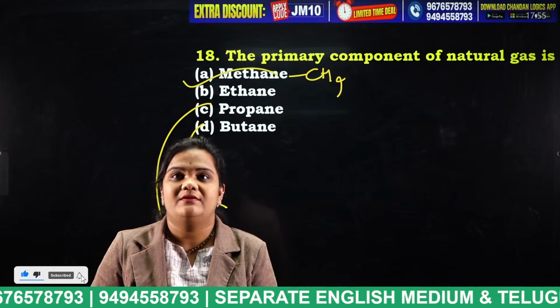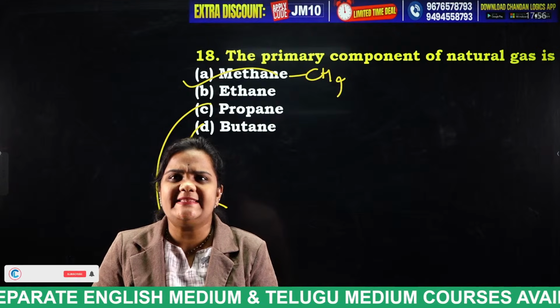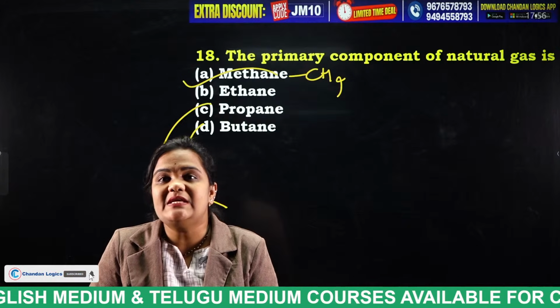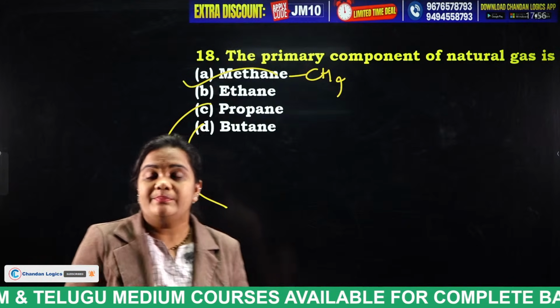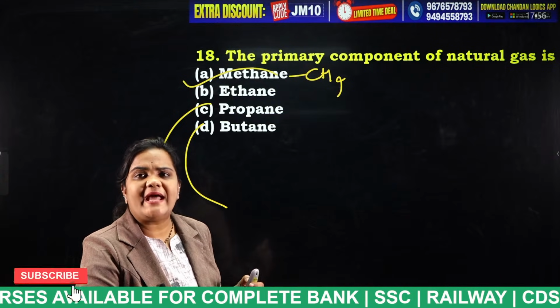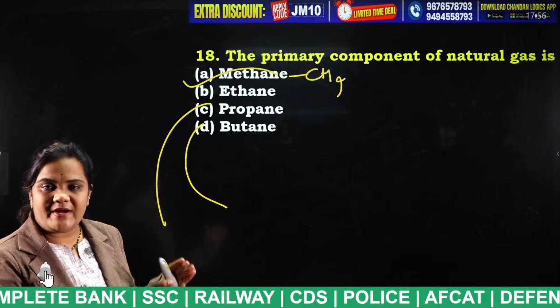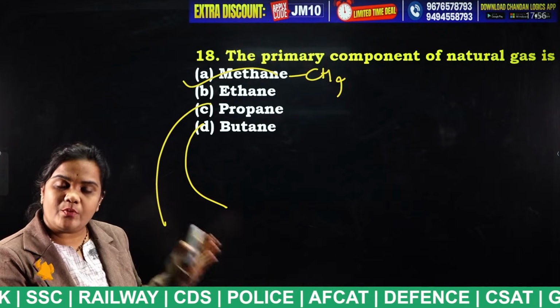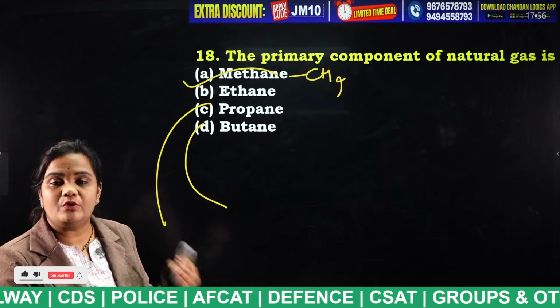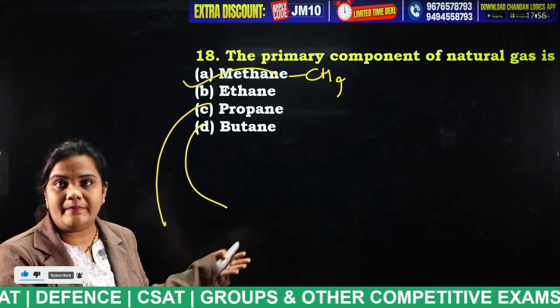C3H8 for what? And C4H10 for what? Mention that. Take your time and mention your answers in the comment section. Methane is CH4, right? What is the chemical formula for propane and what is the chemical formula for butane? Actually, these are all organic compounds, hydrocarbons, right?